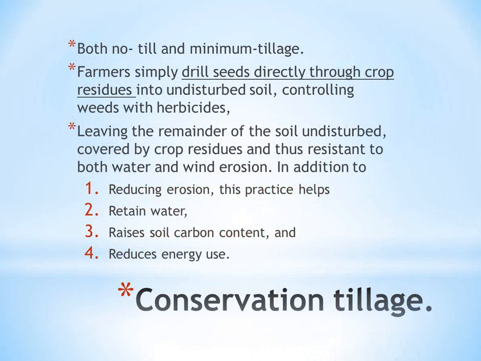Conservation tillage, both no-till and minimum tillage. Farmers simply drill seeds directly through crop residues into undisturbed soil, controlling weeds with herbicides, leaving the remainder of the soil undisturbed, covered by crop residues, and thus resistant to both water and wind erosion. In addition to reducing erosion, this practice helps retain water, raises soil carbon content, and reduces energy use.